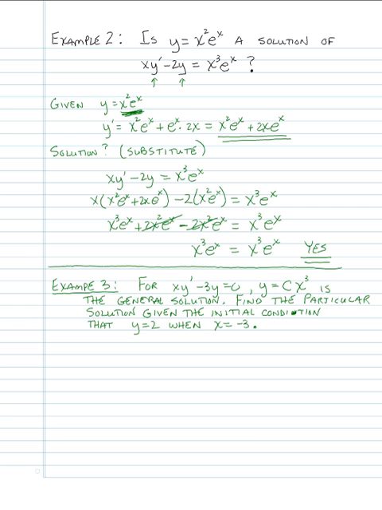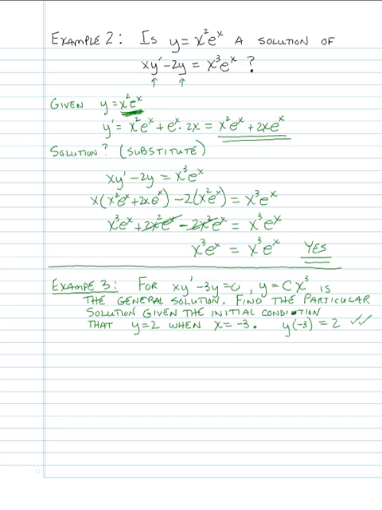And sometimes that condition is written this way. When x is negative 3, this is like f of x, or f of x is equal to y. So that is, when we put negative 3 into the function f, we get the y value out. So sometimes this is written y of negative 3 is equal to 2, meaning when x is negative 3, y is equal to 2. So that's another way that initial condition can be written.